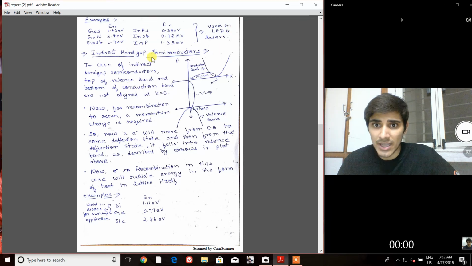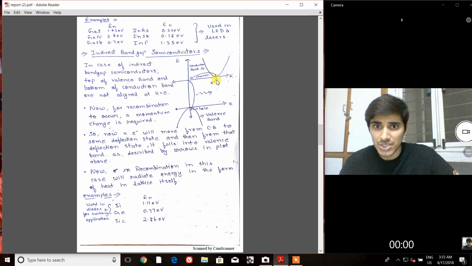Now indirect band gap semiconductors. In indirect band gap semiconductors, the bottom of the conduction band and the top of the valence band are not aligned. So for a recombination to occur, the electron will travel from here to here, to a certain intermediate state, and then from that state to the valence band.